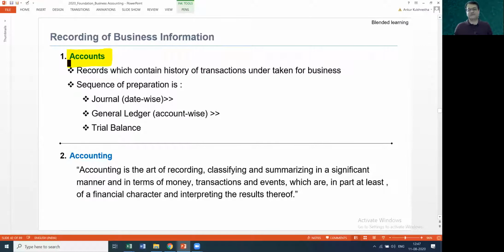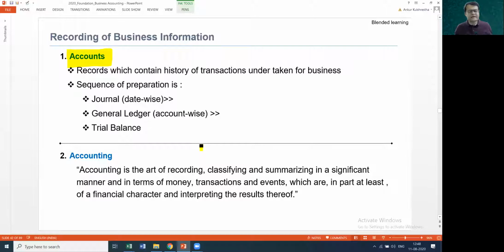So accounts. In general lingo, you would have heard about accounts, you would have spoken about accounts. But what really are accounts? Accounts, to my mind, simply are records. Period. That's it. Records. Of what? Now that qualifies a household or personal account versus a business account or a financial account.